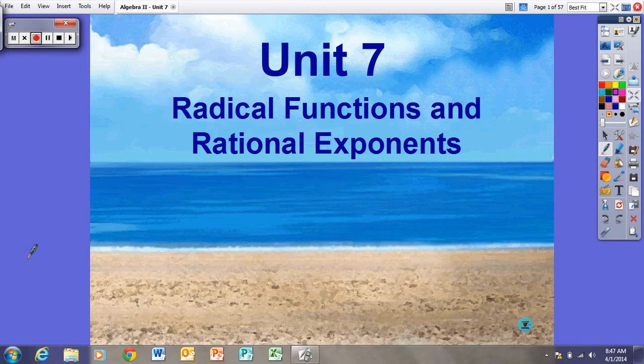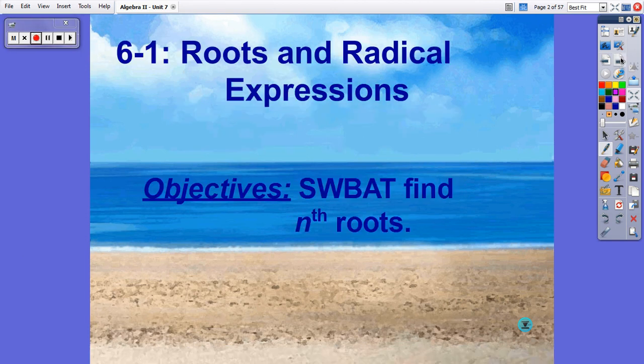Alright, today we're going to be starting Unit 7, Radical Functions and Rational Exponents. We'll be doing Section 6-1. This is Roots and Radical Expressions. Your objectives are that you will be able to find nth roots.